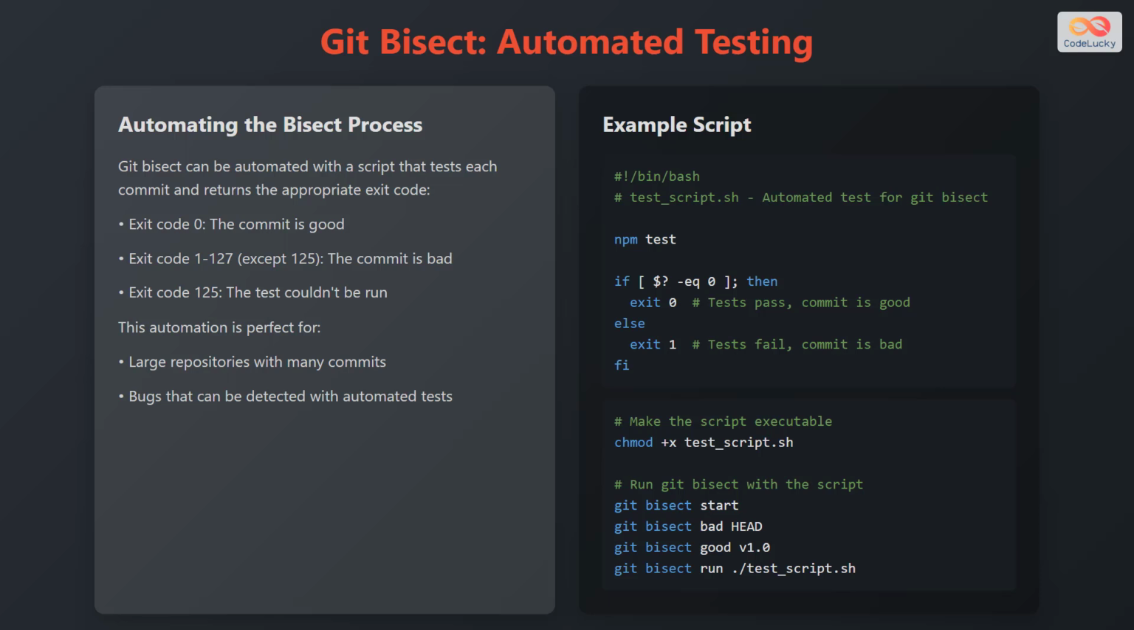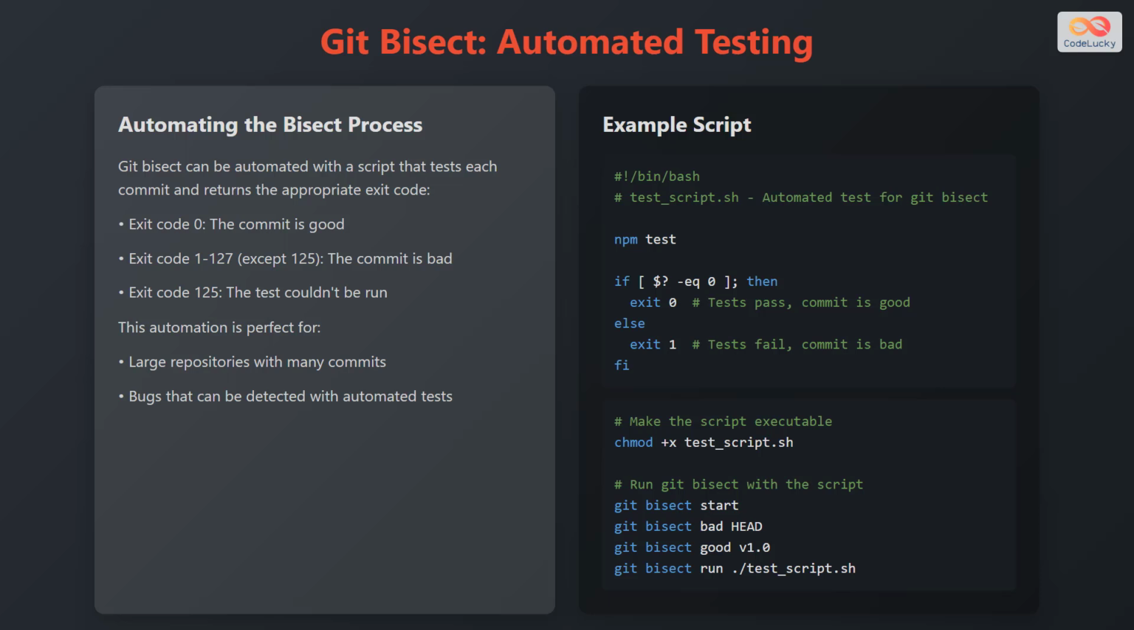Git Bisect. Automated testing. Automating the bisect process. Git Bisect can be automated with a script that tests each commit and returns the appropriate exit code. Exit code 0: the commit is good. Exit code 1 to 127, except 125: the commit is bad. Exit code 125: the test couldn't be run. This automation is perfect for large repositories with many commits and bugs that can be detected with automated tests.